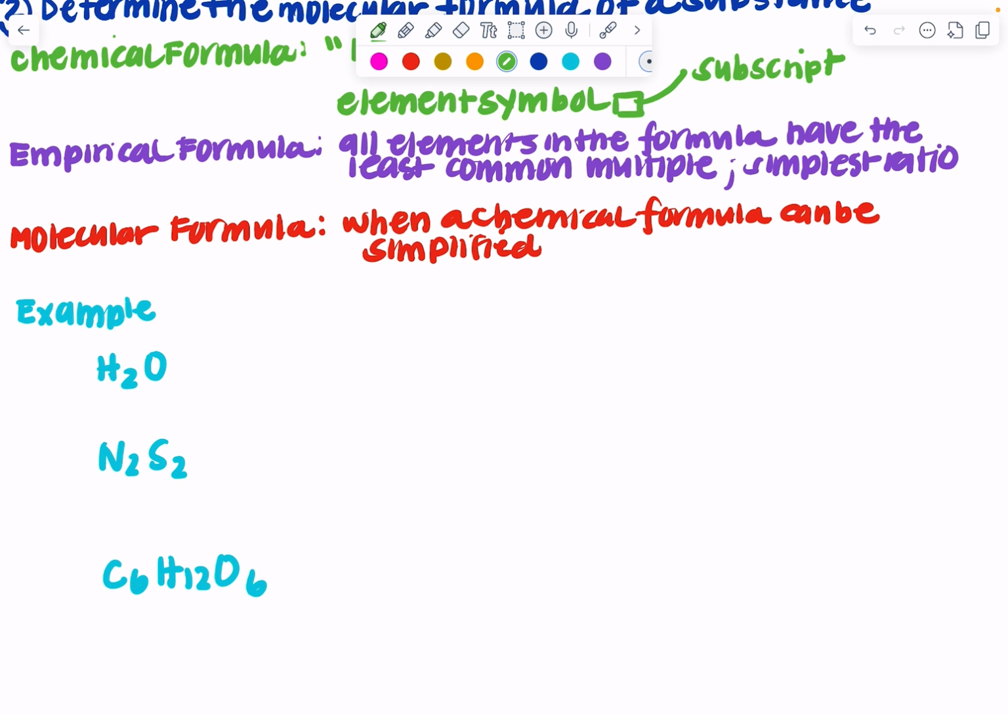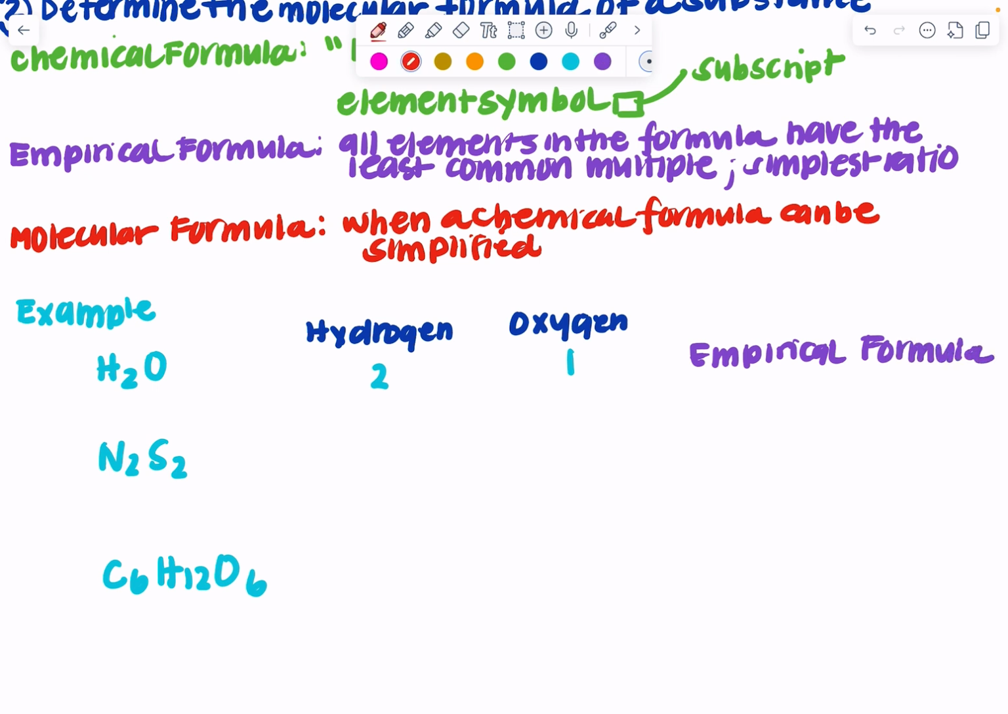We have hydrogen and oxygen in this one. We have 2 hydrogens and 1 oxygen. We cannot simplify anything less than 1, so this is an empirical formula. Here we have a nitrogen and a sulfur. We have 2 nitrogens and 2 sulfurs. We can absolutely simplify this. N2S2 is a molecular formula.